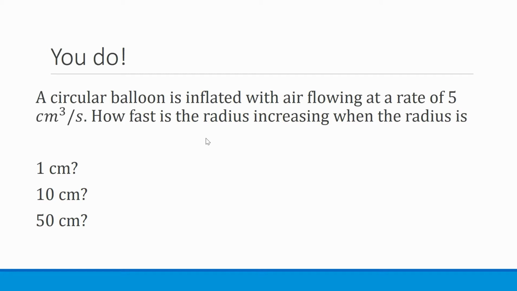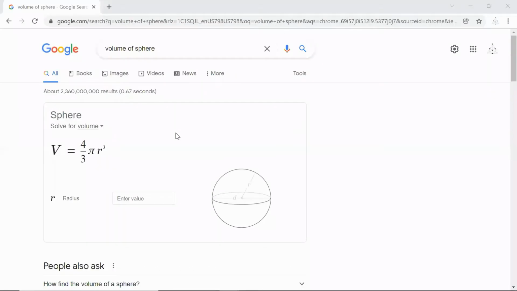In order to do this problem, we need to figure out the volume of a circular balloon. We're going to say this balloon is spherical because it says it's circular. So basically, we want to find the volume of a sphere. Don't overthink it. If you forget the volume of a sphere, do what I just did and type volume of a sphere into a Google search or whatever search engine you use. You should find that it is 4/3 pi r to the third power.